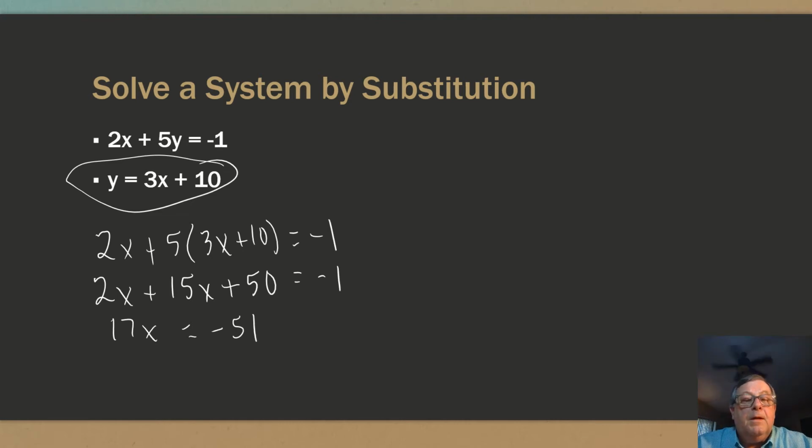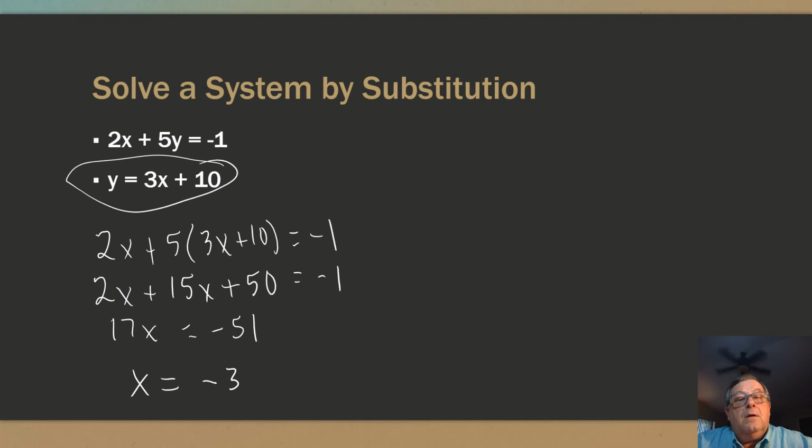And then divide both sides by 17, isolating the x, where x is equal to, let's see, -51 divided by 17. I think it's going to go in there 3 times, or -3. 3 times 7 is 21, 1 carry the 2. 3 times 1 is 3 plus the 2, 5. Okay, good. So it's -3. x is equal to -3.